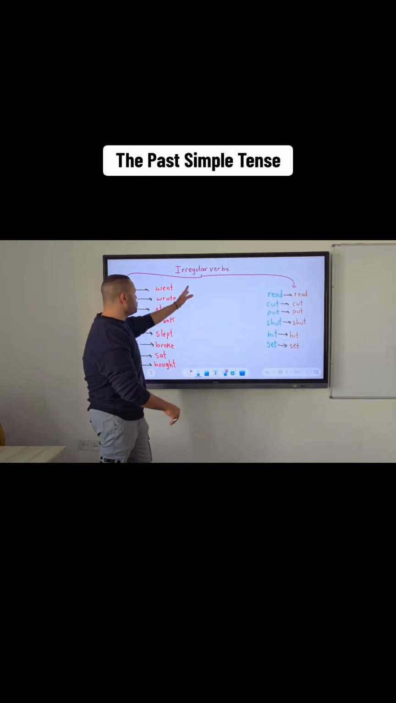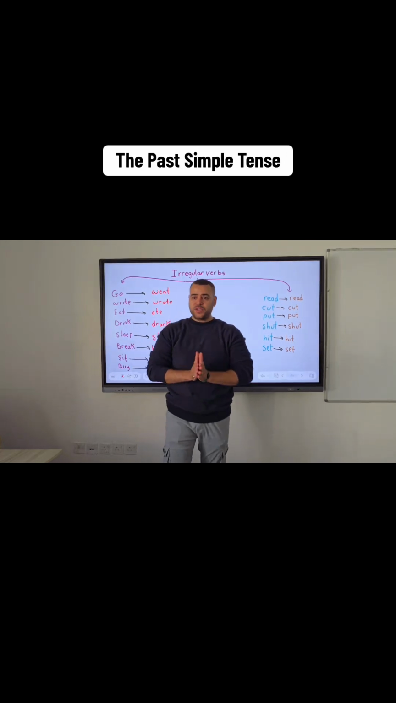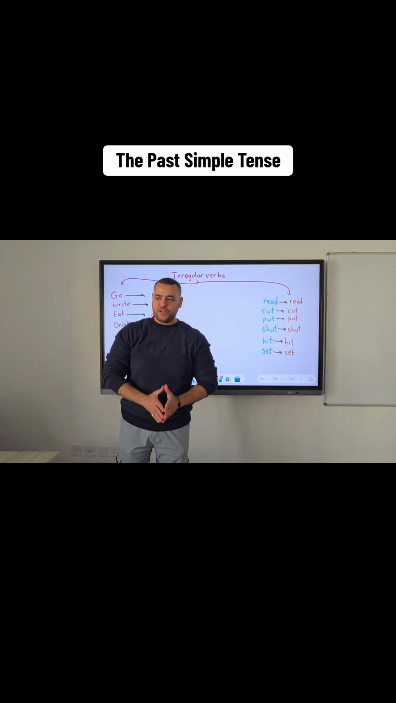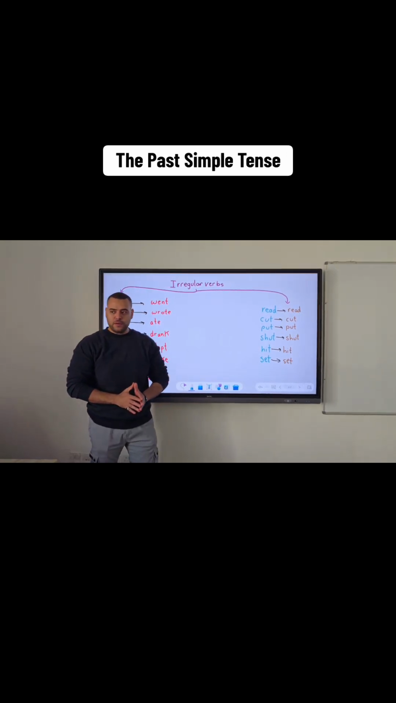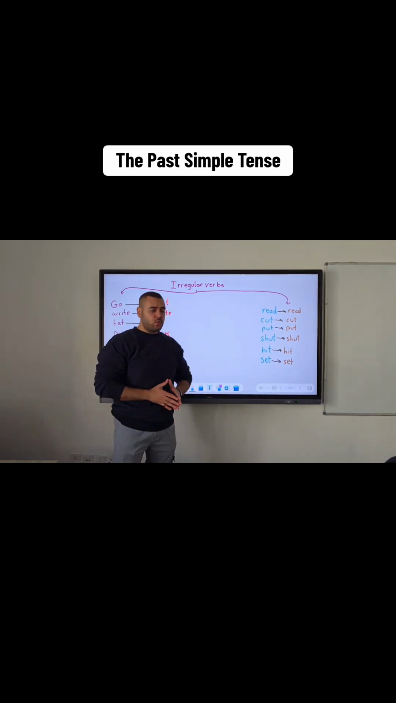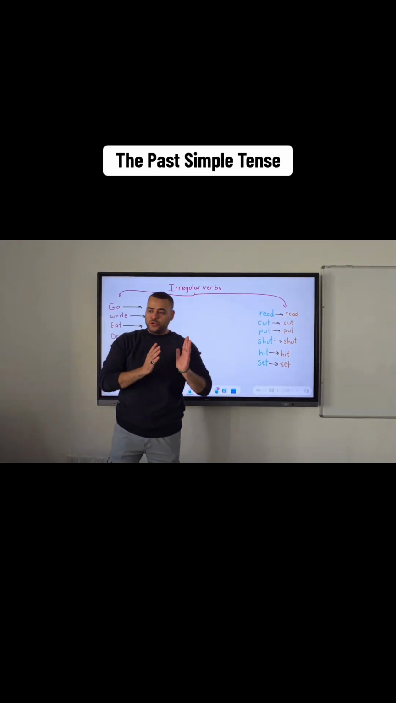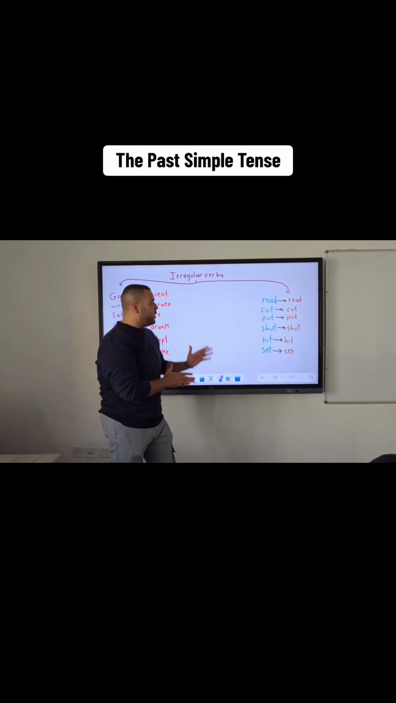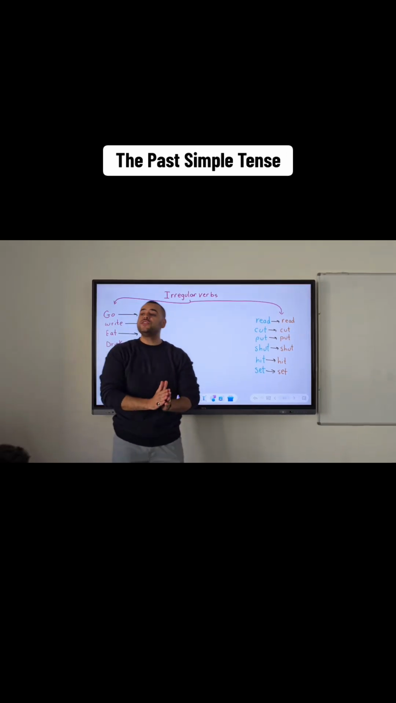Now we're going to go to the irregular verbs. And let me tell you something, this is the hardest part, the most difficult part about the past simple tense, which is most of the verbs in English, most of them, you're going to find them irregular. And when it comes to the irregular verbs, guys, we have two types of irregular verbs.